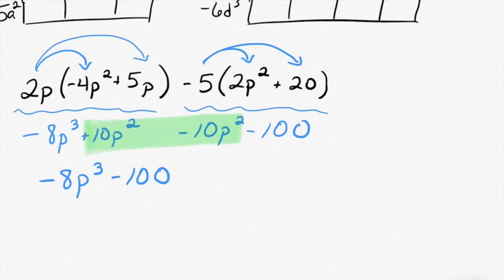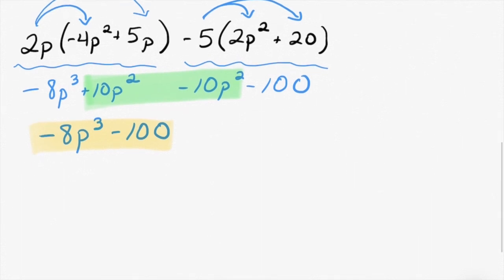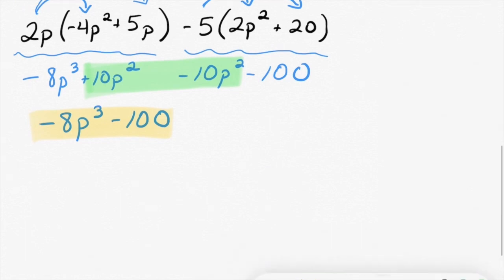What happened to the p squared? We had a 10p squared, and we had a minus 10p squared. Those went away. 10 minus 10 is 0. No more p squareds. So what you have to pay attention to is, when you finish multiplying, is there anything that you can combine? So let me give you a couple of those to try. And then I'll give you your 47 homework problems.